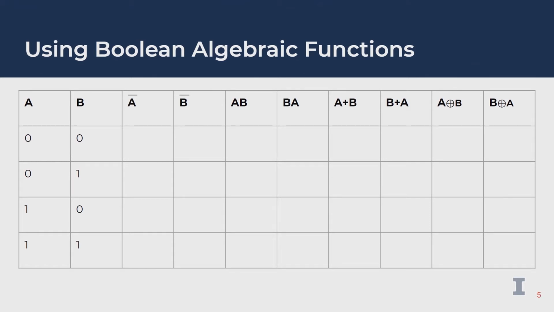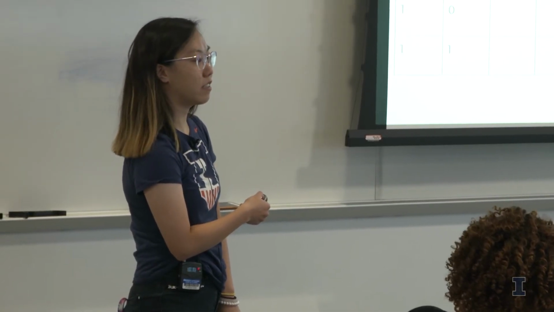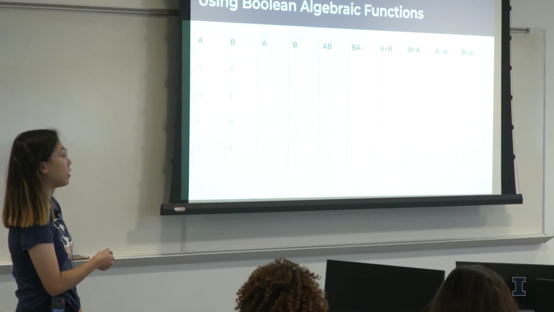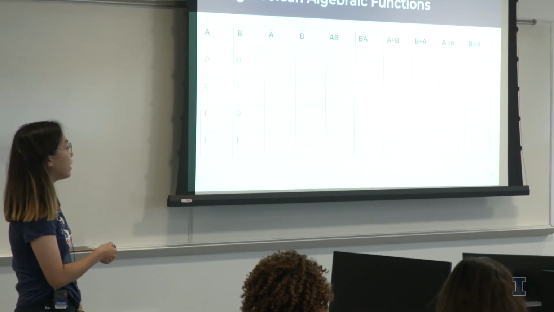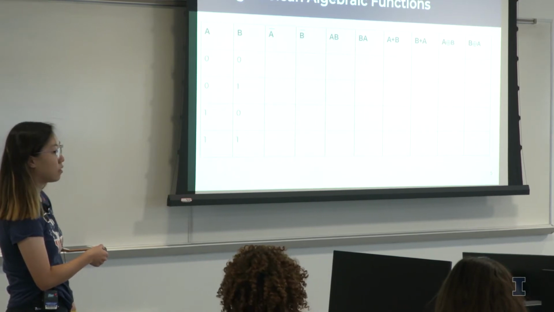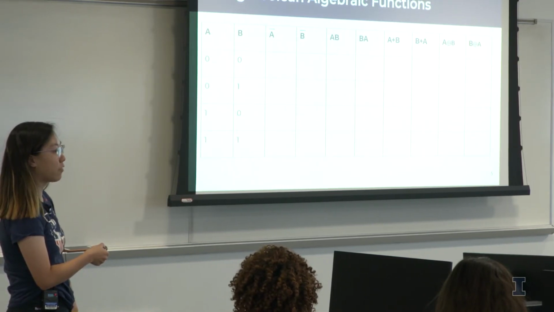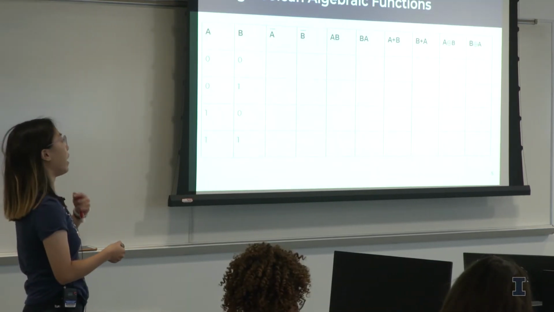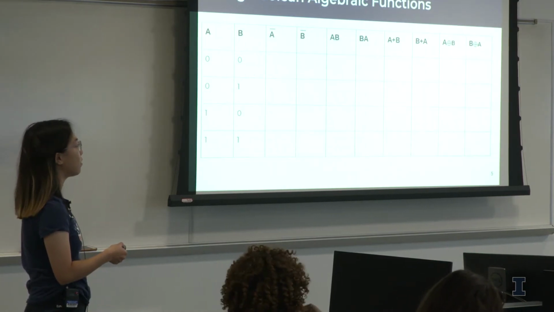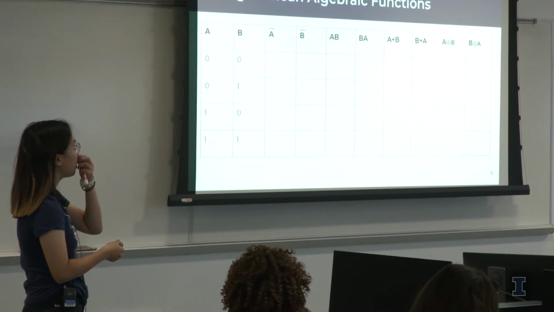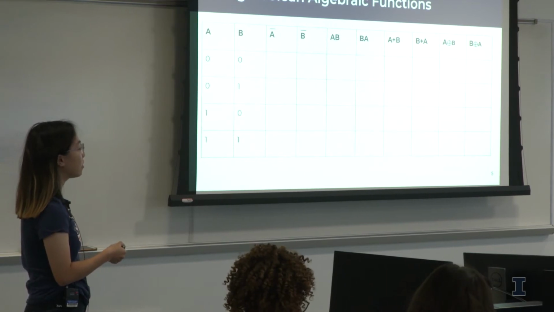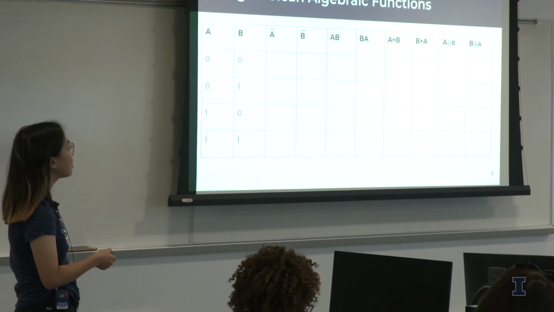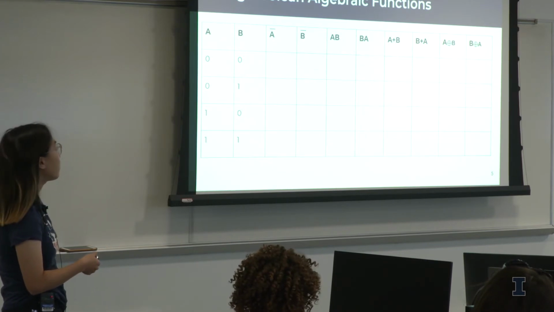For the first row, what's not A? 1. Not B? 1. A and B? 0. B and A? Also 0. A or B? It's going to be 0. All of those are zeros. B or A is 0. And then A XOR B is 0, and B XOR A is also 0.